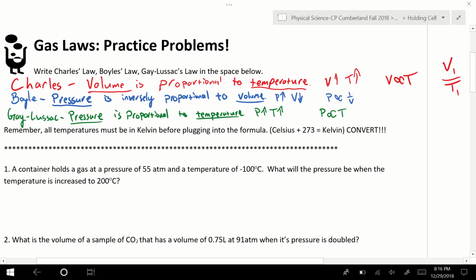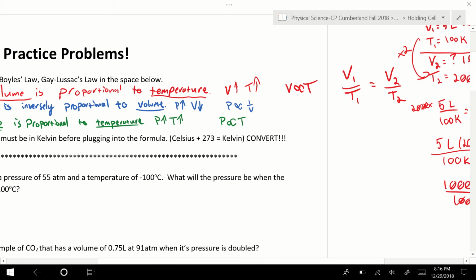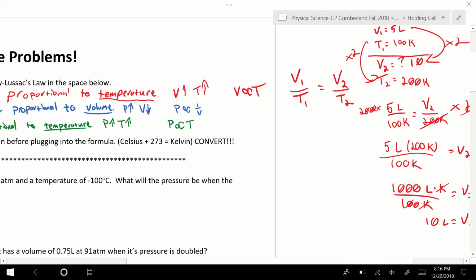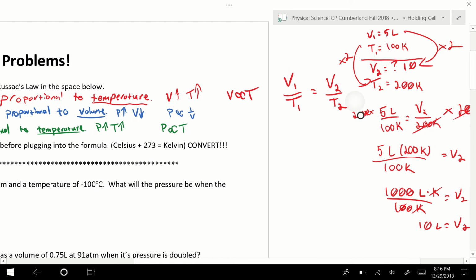If you're working with Boyle's law, the equation you want to use is P1 times V1 equals P2 times V2. You can see that here we're using multiplication instead of division. And this is Boyle. And for Gay-Lussac, it is pressure 1, P1 over T1, temperature 1 equals pressure 2 over temperature 2.